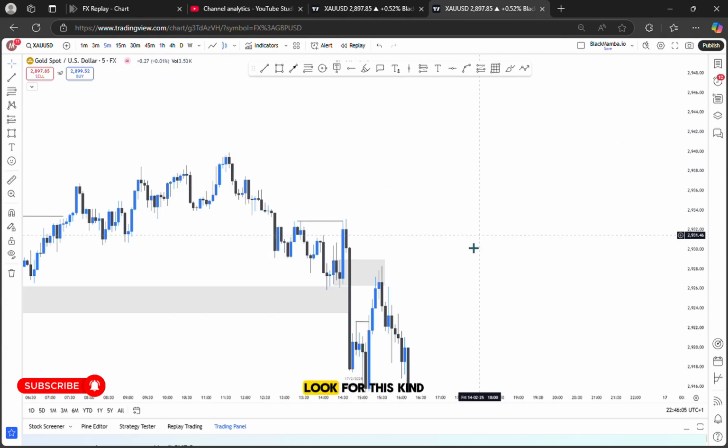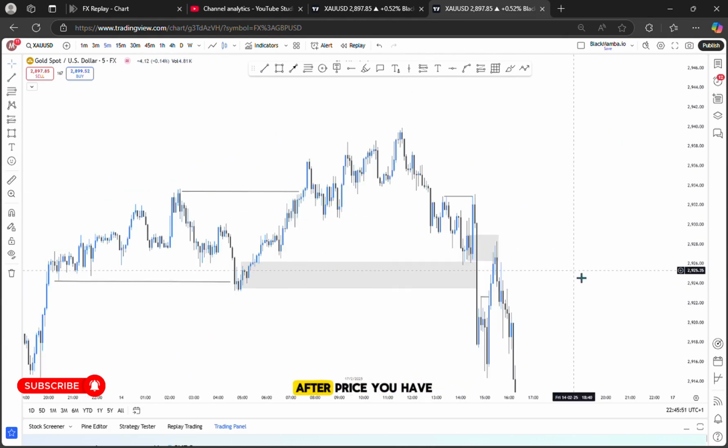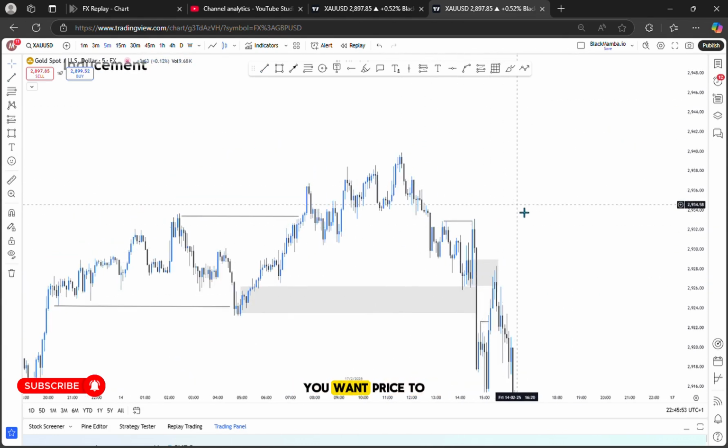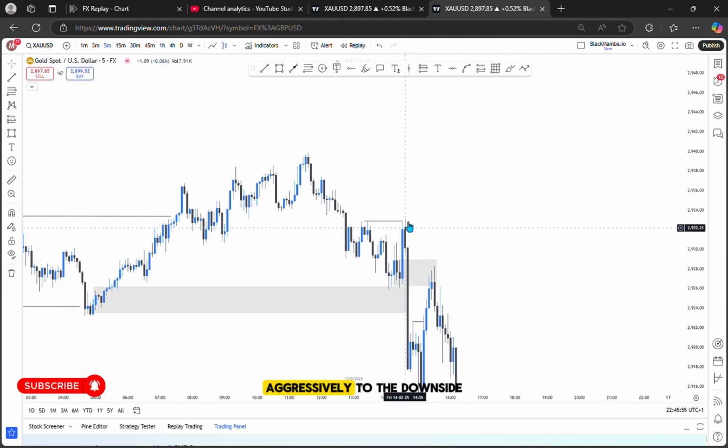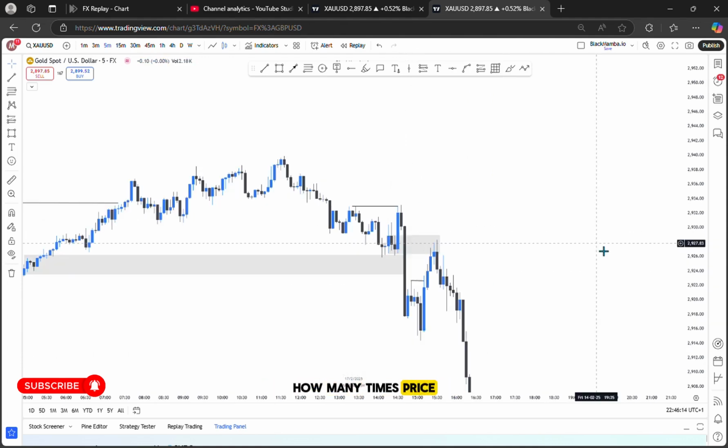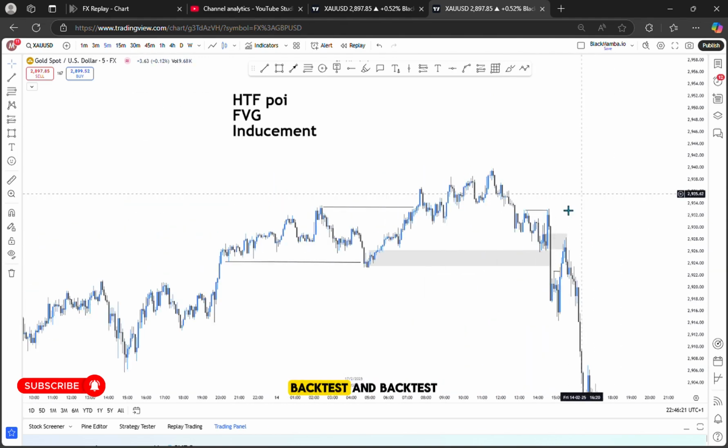Go to your chart, look for this kind of move on the chart. After price reacts to a point of interest, you want price to react like this, aggressively to the downside. How many times has price respected the zone, and how did price respect the zone? Backtest, backtest and backtest.